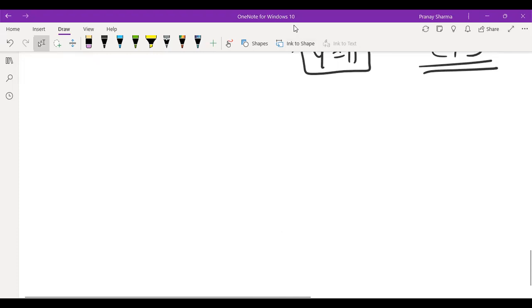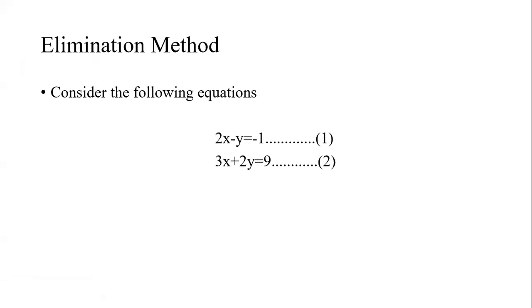Now let us move to our slides. Elimination method, which is the last method that we'll be discussing here.